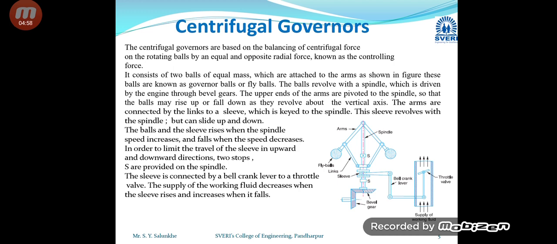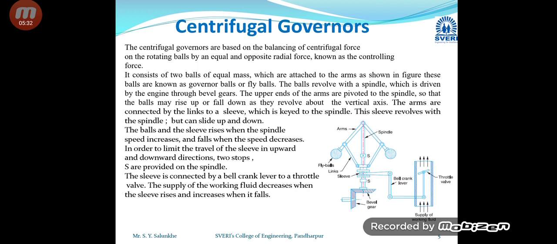And the sleeve will move in an upward direction or in a downward direction, depending on the centrifugal force. This centrifugal force is governed by speed, and that centrifugal force governs the displacement of the sleeve, and that displacement of the sleeve is directly given to the fuel supply. As the centrifugal force increases, that is, the speed increases, and hence the fuel supply will get reduced.